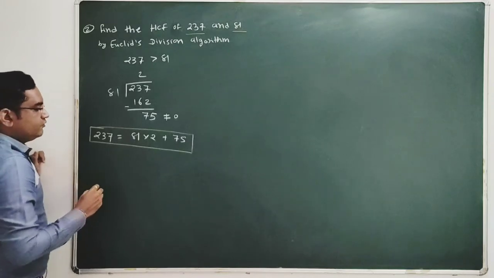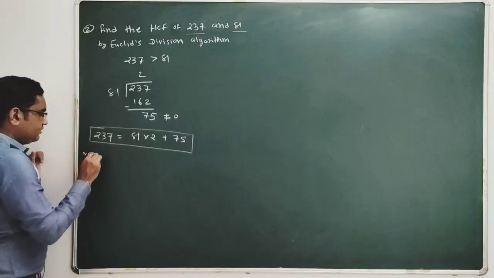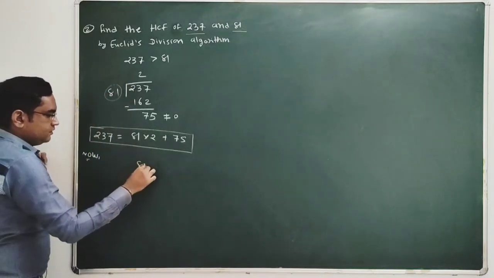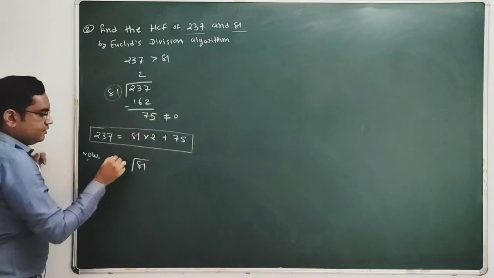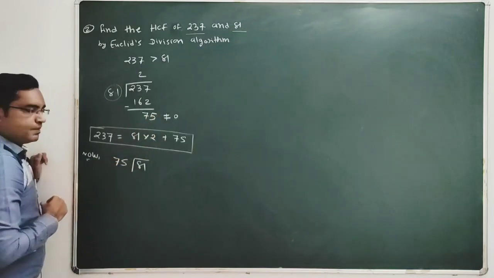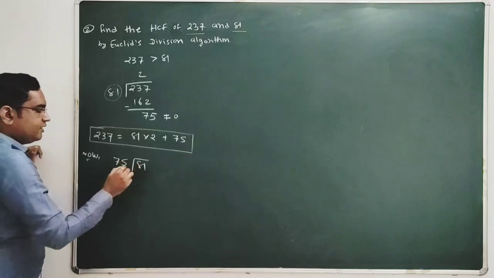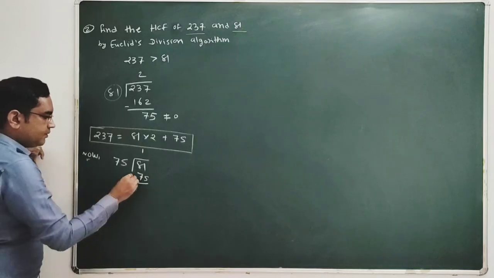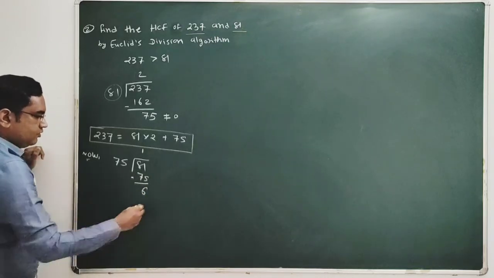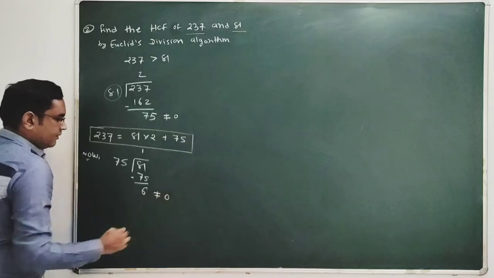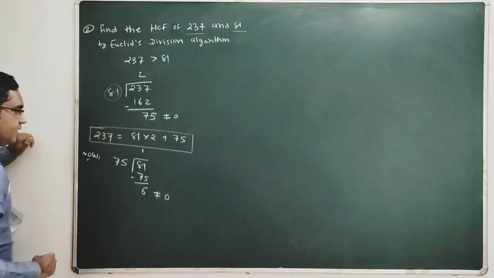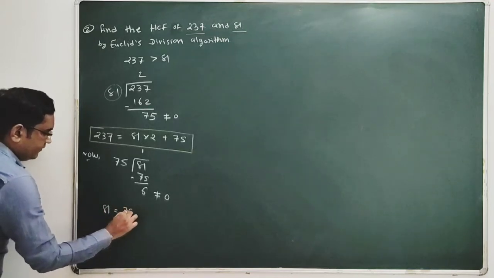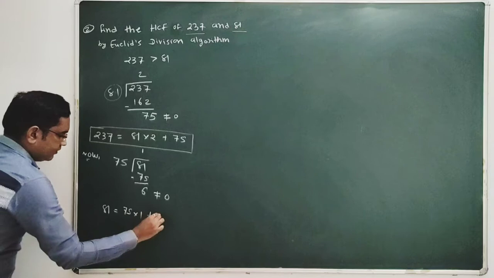Done? So now for the next long division we are considering this divisor 81 as the dividend and this non-zero remainder as the divisor. So perform long division. 75 1s are 75, subtraction, so it will be 6. So again the remainder is not 0. So we can write this 81 as 75 multiplied by 1 plus 6.